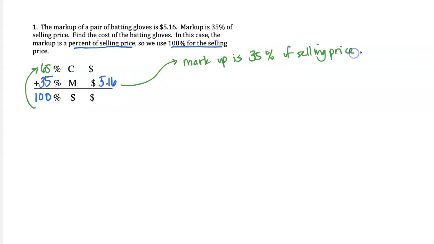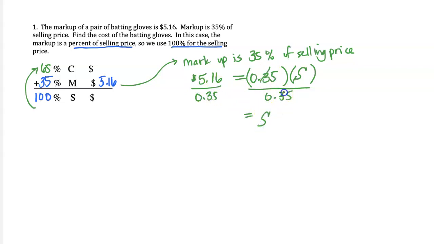It's really important to keep in mind what your markup is a percentage of. Is it of cost or of selling price? Because that makes a difference in our equation. The markup dollar amount $5.16 is equal to, I'm going to change that 35% into its decimal equivalent, 0.35, and of selling price would be multiplication times our S variable. To solve and get that S variable alone, we're going to divide both sides by 0.35.